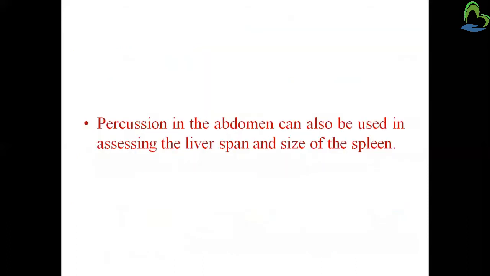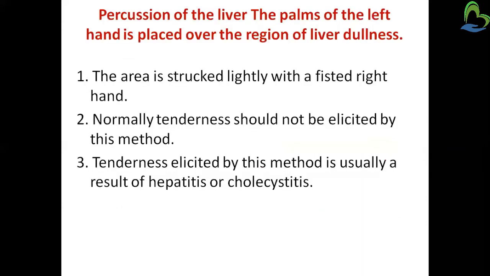Percussion in the abdomen can also be used in assessing the liver span or size of the spleen. Conditions like hepatomegaly or splenomegaly can be assessed by percussion and palpation methods. For percussion of the liver, the palm of the left hand is placed over the region of liver dullness. The area is struck lightly with the fisted right hand, and normally tenderness should not be elicited by this method. Tenderness elicited by this method is usually a result of hepatitis or cholecystitis. It means if the patient has tenderness, the patient may be suffering from hepatitis or cholecystitis.